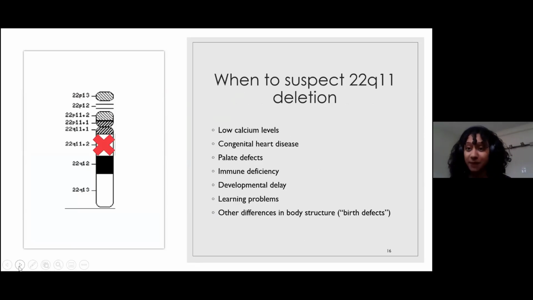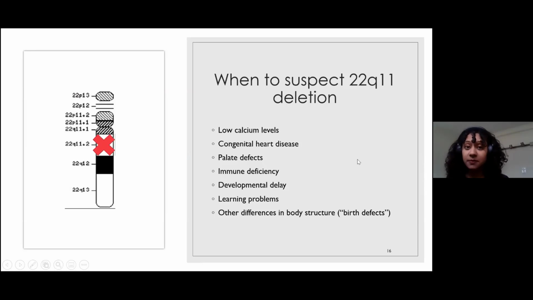So when should we suspect a 22q11 deletion? Over here, I'm just showing you what a chromosome 22 looks like. Chromosome 22 is one of those chromosomes that's acrocentric, where there's a tiny nubbin in the P arm, but the Q arm is really where most of the stuff is happening. Down here, you'll see 22q11.2 is that particular band, and people with 22q deletion are missing that band.